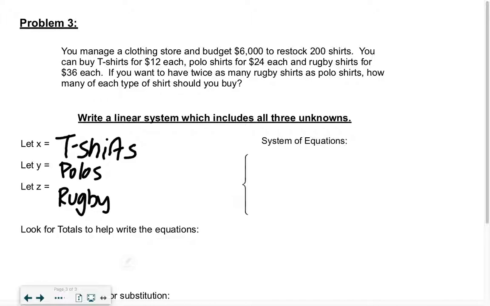I'm not even sure what a rugby shirt is, to be honest. It's kind of like striped, with a collar. Oh, a long sleeve polo. Look, we're learning something new every day.